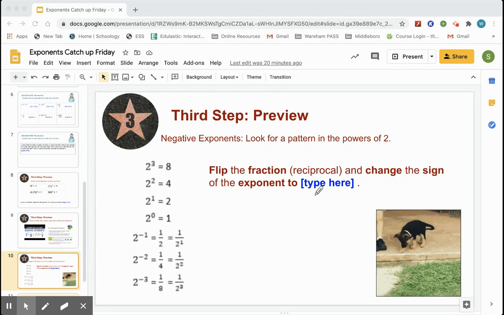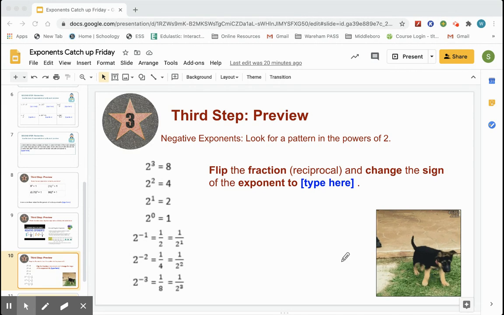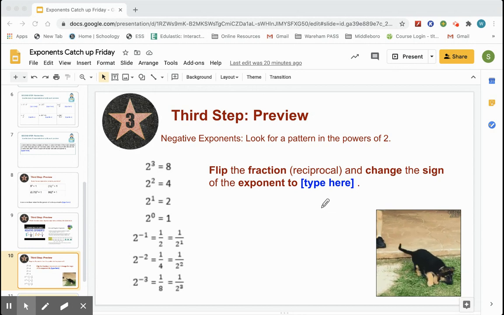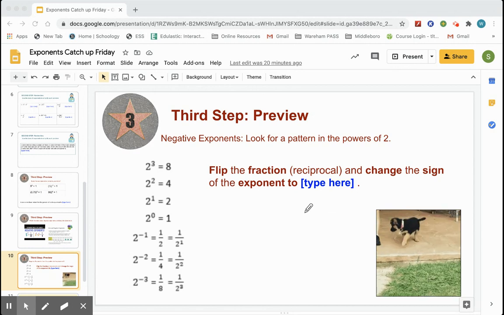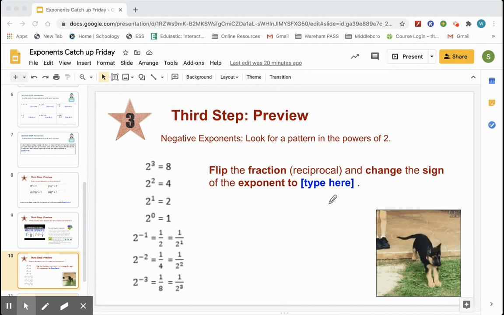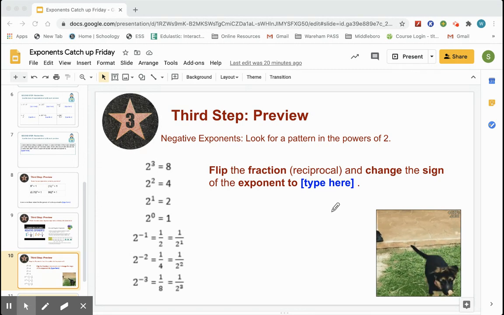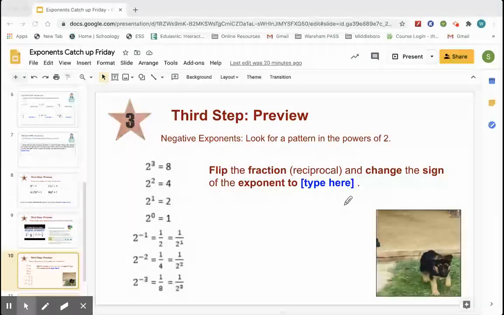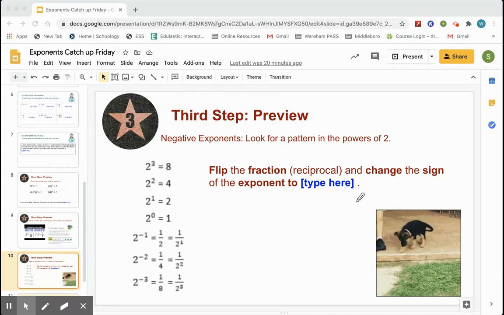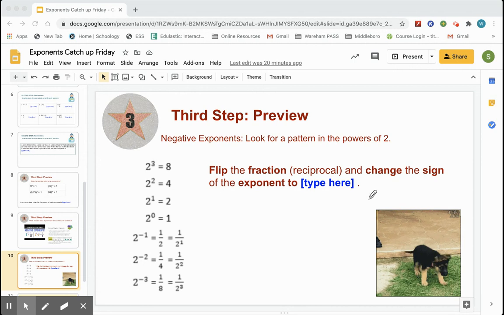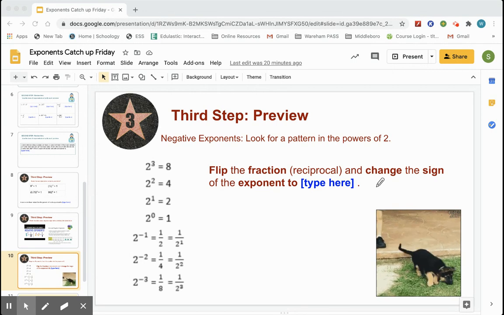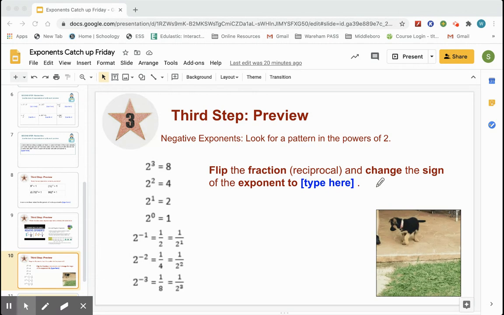So remember, to flip a fraction means to take the reciprocal and change the sign of the exponent to positive. So I always remind students, everybody wants to be positive, just like exponents. So you flip it or take the reciprocal and change the sign of the exponent to make it positive.